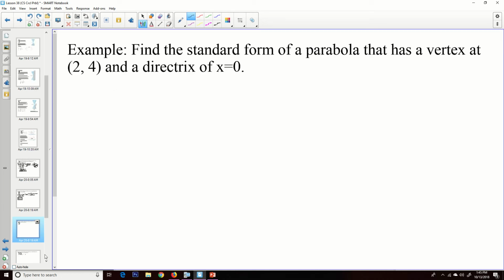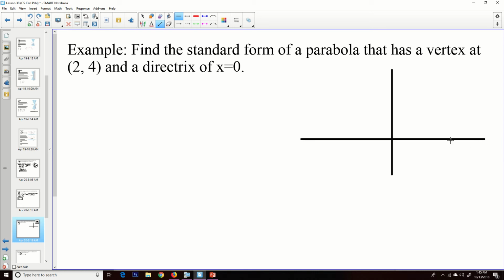Okay. Next one, it says find the standard form of a parabola that has vertex at 2, 4 and a directrix of x equal to 0. So again, just so that I can see this stuff, I want to draw my diagram here. And so I have a vertex at 2, 4. So at 2, 4 right here, I have a vertex, and it says the directrix is 0. So I'm going to draw this in red so that we can see it. So this is my directrix right here. And so my parabola, since its vertex is right here, it's going to open like this.